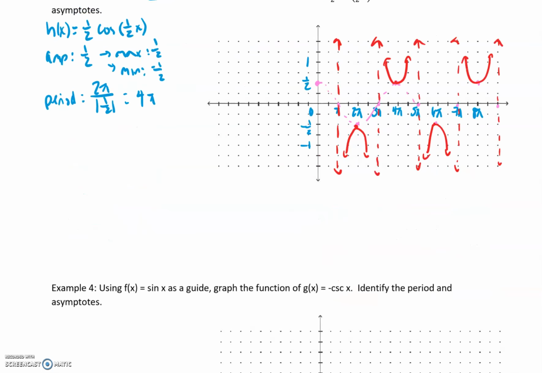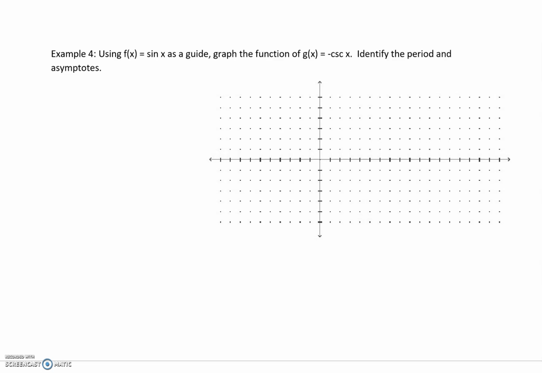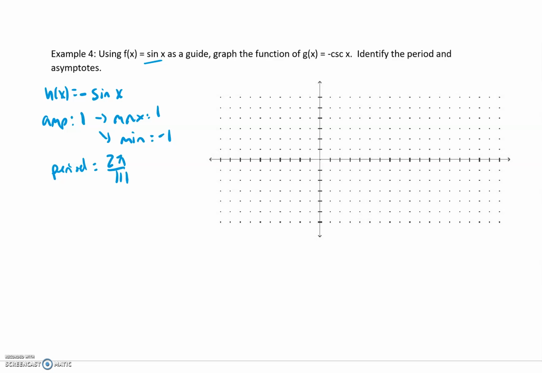So if we look at the next example, transforming cosecant, same deal. First, figure out the transformed sine function, and then find your asymptotes, find your u's. So in this case, we'll notice we're graphing negative cosecant x. So let's call this h of x equals negative sine of x. There's no change in the amplitude. There's no change in the period, which is kind of nice. So my amplitude is 1, so then I know my maximum is going to be positive 1. My minimum is negative 1. My period is the same old 2 pi because it's not changing.